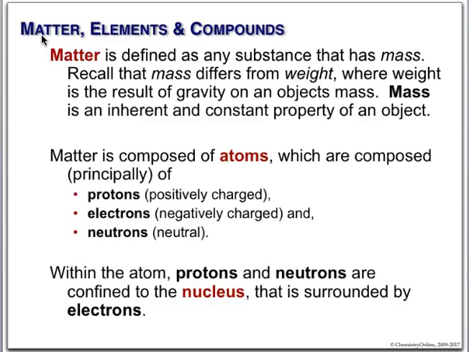Way back in chapter 1, we talked about matter. We said that matter was any substance that has mass. Matter was composed of atoms, and atoms were composed of protons, electrons, and neutrons. Protons, electrons, and neutrons all resided within the nucleus. Protons were positive, electrons were negative, neutrons were neutral. If you have the same number of protons and electrons, you have a neutral species. That's as many pluses as you do minuses.